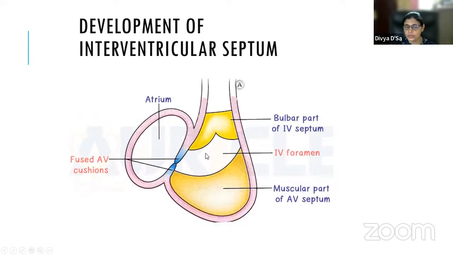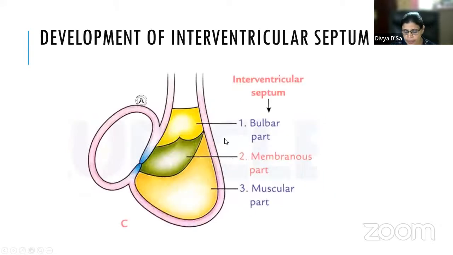If this doesn't get filled up by the membranous part, if the membranous part doesn't develop here, it results in what we call the ventricular septal defect. The next thing to form will be the membranous part. This membranous part will develop between the bulbar part and the muscular part.